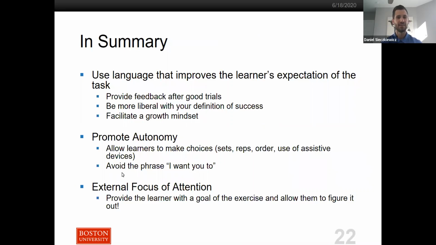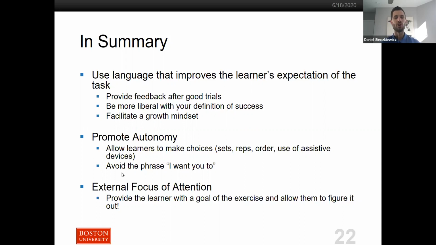So in summary, use language that improves the learner's expectation of the task. So to do this, we want to provide feedback after good trials. Consider being more liberal with your definition of success, and make sure that we're facilitating a growth mindset. This task can be learned. You're not inherently good or bad at it. We want to promote learner autonomy. So allow our patients to make choices. Allow them to make choices on the number of sets, reps, the order that they do the exercise in, whether or not they use an assistive device during the exercise.